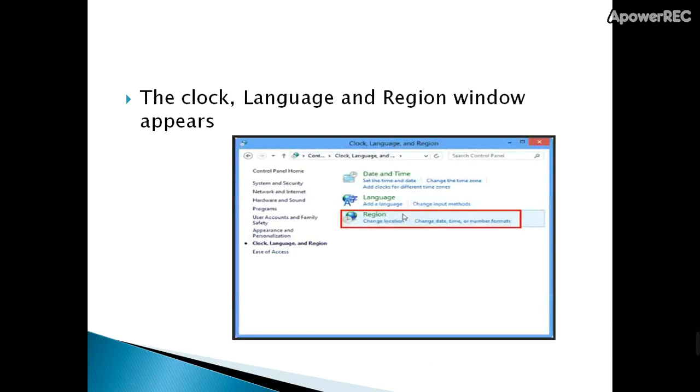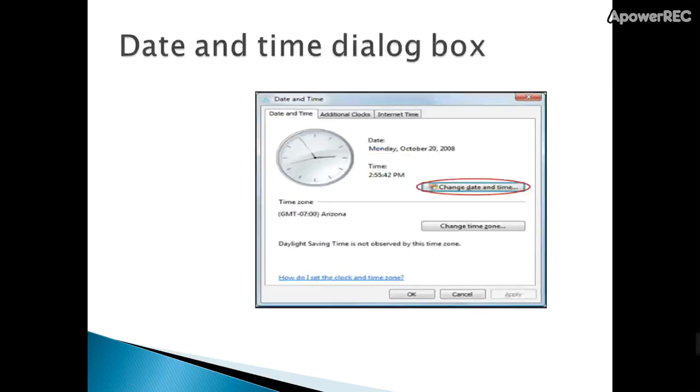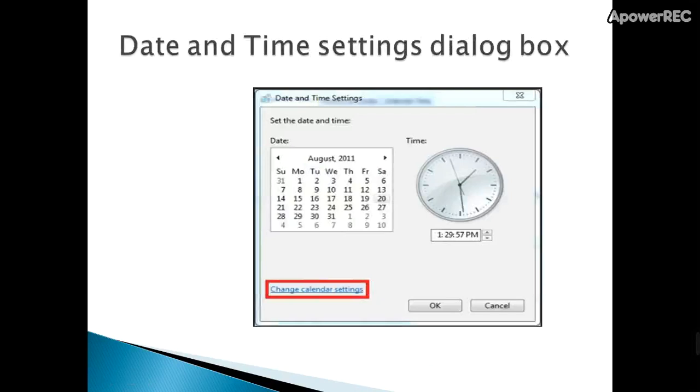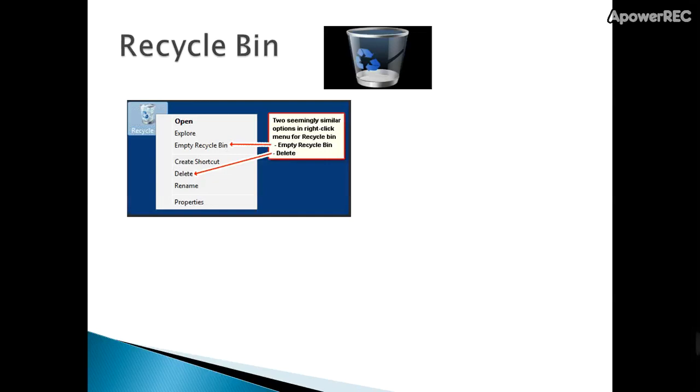In this you have three options: date and time, language, and region. Sometimes region and language is given together. So we will select this. After that you can change the date and time from this: change date and time. And you can change calendar settings, meaning you can change the date of your system or the specific time of your system.